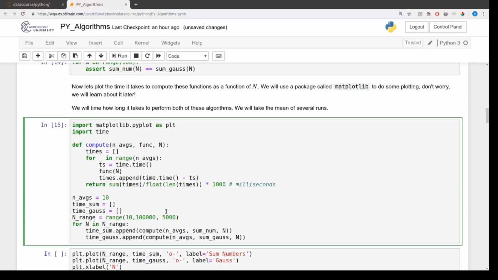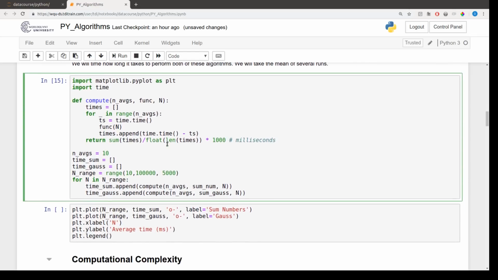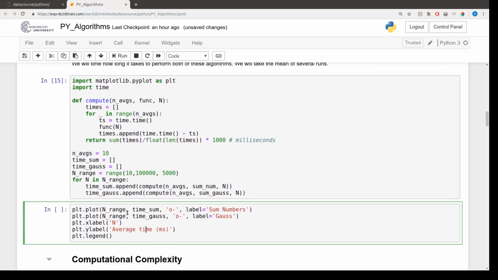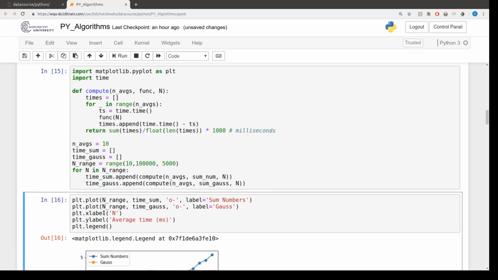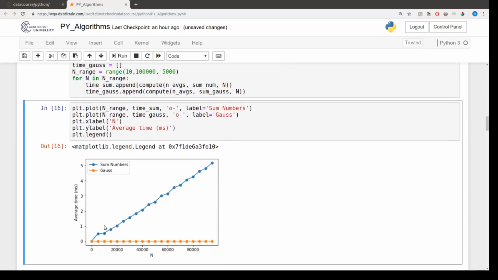So I'm done doing my timing now. And now I'm just going to plot, and we'll talk about plotting more in a future lecture when we talk about some of the basic data science modules. So I'm not going to get into this plotting code at the moment, but let's just have a look at the plot and see what we can learn.